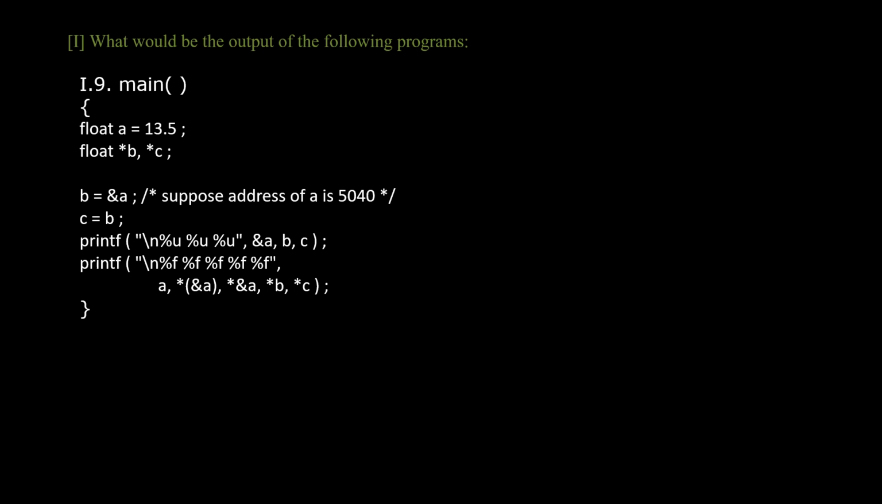And the next line is percentile F of A, asterisk of ampersand A, which is again the value of A, and this is also the value of A. Asterisk B is also the value of A. Asterisk C is also the value of A, because B and C are holding the address of A.